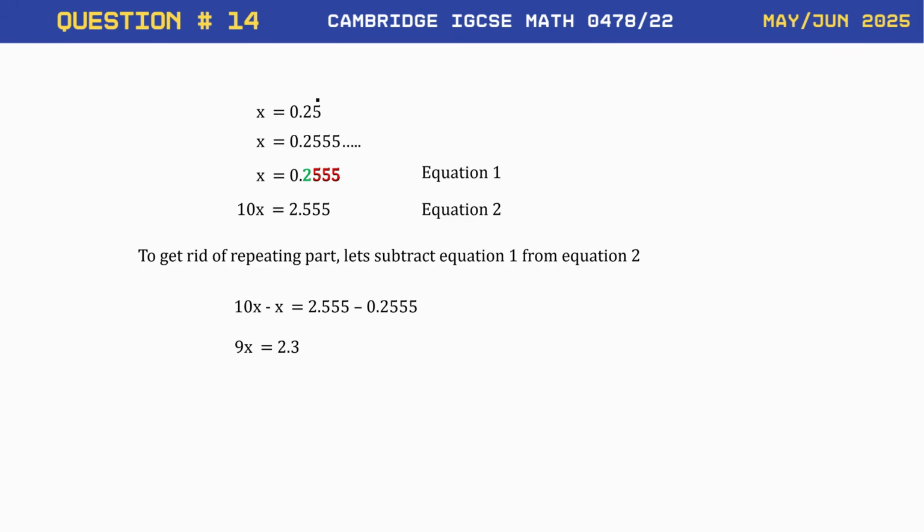To remove the decimal point, let us multiply it by 10 again, so our equation will become 90x equals 23. Further simplifying, we shall get x equals 23 divided by 90. Excellent! We have successfully converted the given recurring decimal into a fraction. Therefore, 23 divided by 90 is our answer.